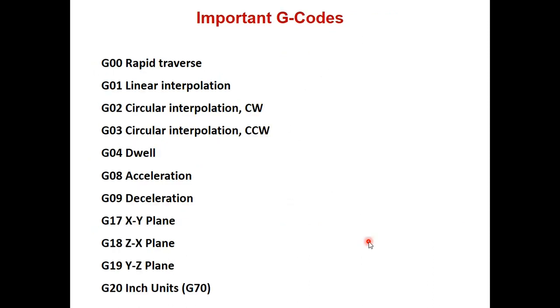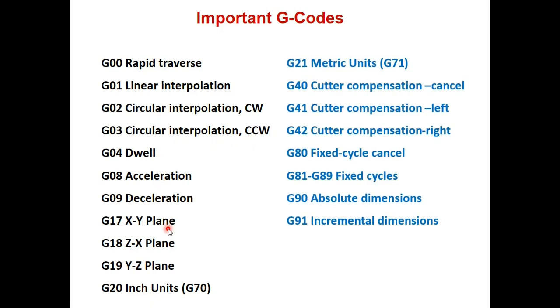Next, let's see some of the important G codes. All G codes start with G. G00 is rapid traverse, G01 is linear interpolation, G02 is circular interpolation, and G03 is circular interpolation in the counterclockwise direction. Like this we have a lot of G codes, and we will see them one by one when we start doing the programs.